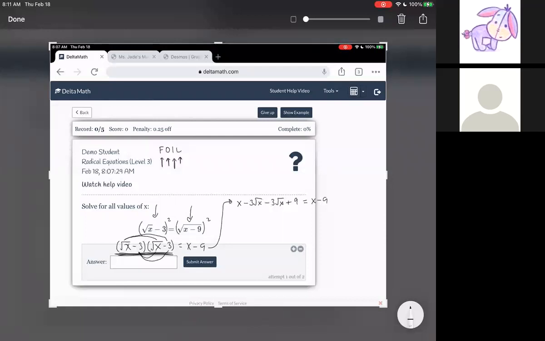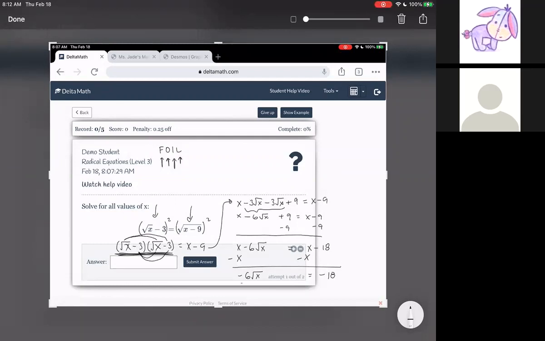Okay, so now that we've gotten this part, let's simplify it until we can get our radical by itself. So we have x. These two make minus 6 square root of x, plus 9 equals x minus 9. Okay, and then we can subtract the 9 on both sides. That gives us x minus 6 square root of x equals x minus 18. And then we can subtract x on both sides, which gives us negative 6 square root of x is equal to negative 18.